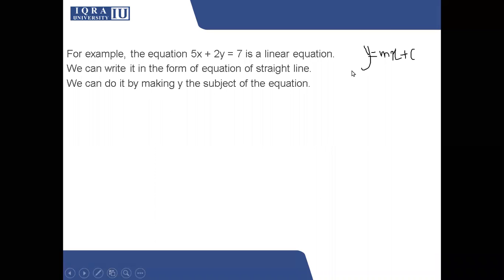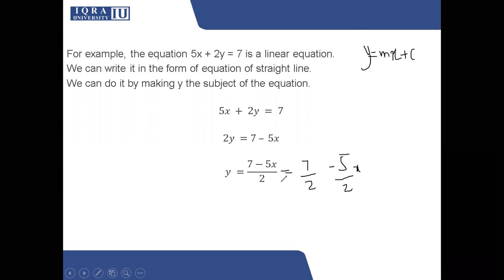How can we make this into this? We can do this by making y the subject of the equation. This is my equation right here. Then I take 5x to the other side and I get 2y equals 7 minus 5x. And then I divide both sides of the equation by the number 2. What do I get? 2 cancels out. So I get y equals (7 minus 5x) divided by 2. This becomes 7 by 2 minus 5 by 2 x, right? And I can just rearrange it to write y equals minus 5 by 2 x plus 7 by 2.